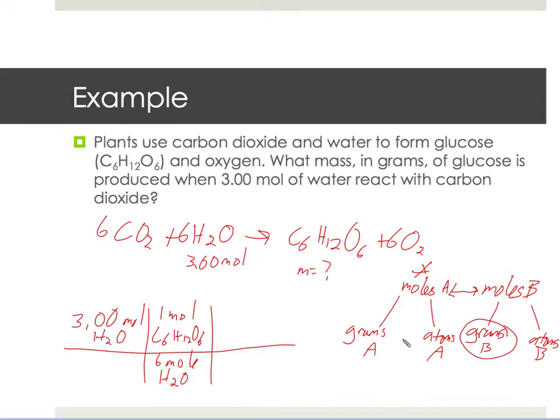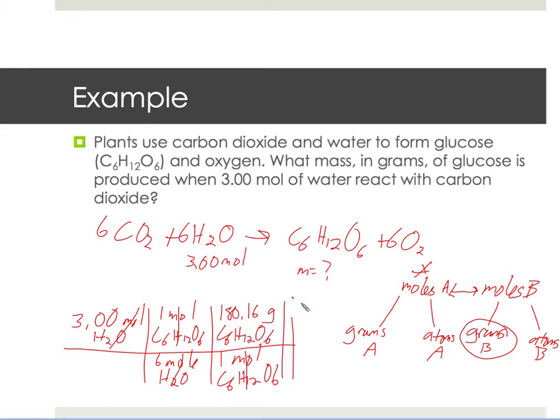Now, from moles of B to grams, I need to know that 1 mole of C6H12O6 has a molar mass of 180.16 grams of C6H12O6. So now I can look, and I've crossed off moles of water with moles of water, moles of glucose with moles of glucose. I'm left with grams.